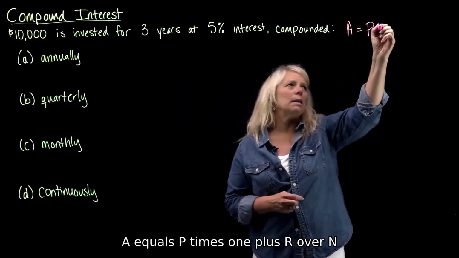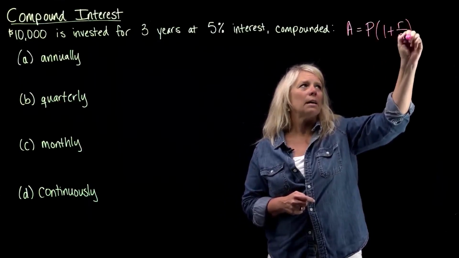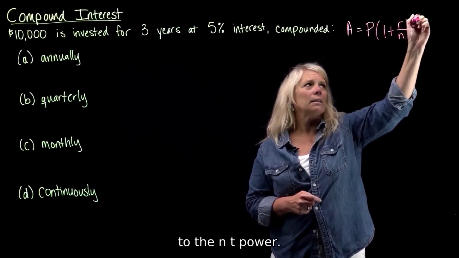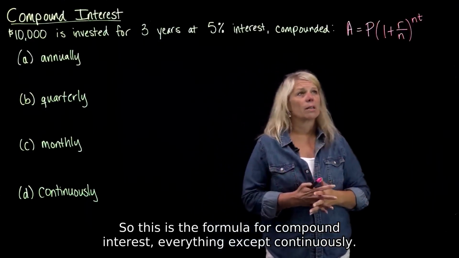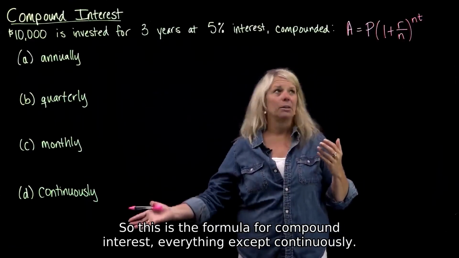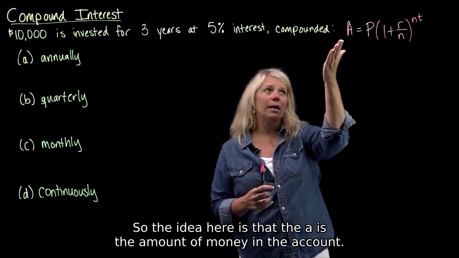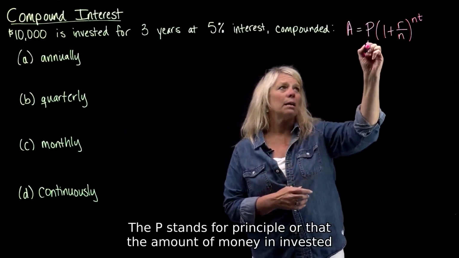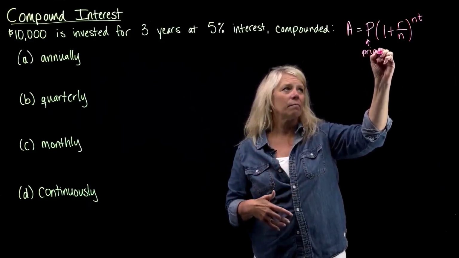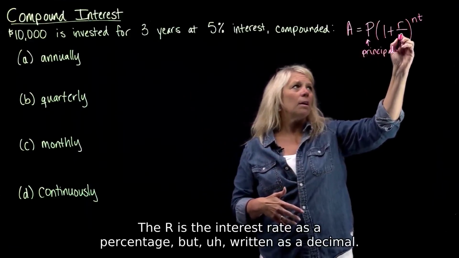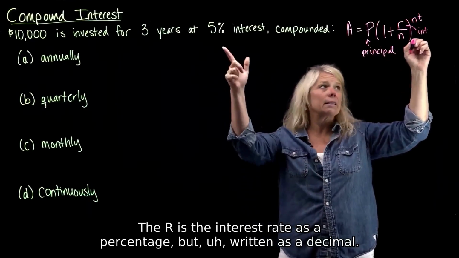A equals P times (1 plus R over N) to the NT power. So this is the formula for compound interest, everything except continuously. The idea here is that the A is the amount of money in the account. The P stands for principal, or that's the amount of money invested. The R is the interest rate as a percentage, but written as a decimal.